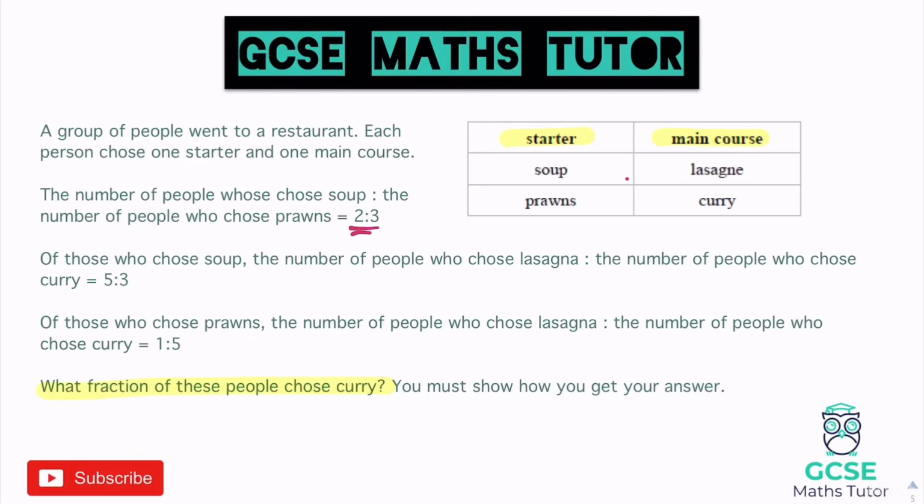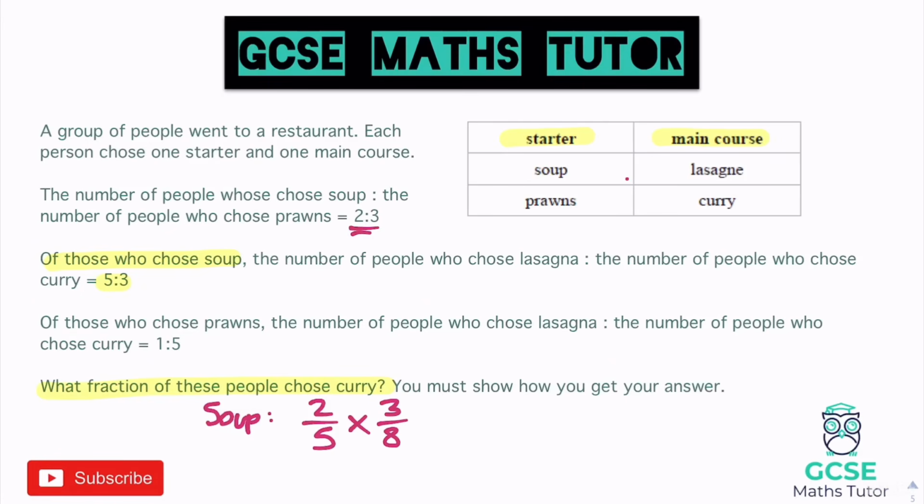So if the person chose soup to start with, from this ratio up here, and let me just label this as the soup people, the soup number there is 2 out of 5. So that's the fraction of people that choose soup. And we're going to multiply that by the fraction of people that therefore chose the curry. So we're looking at this next line. Of those who choose soup, the number of people who choose lasagna to curry is 5 to 3. So the curry there is 3 out of the total, which is 8. So that's 3 out of 8.